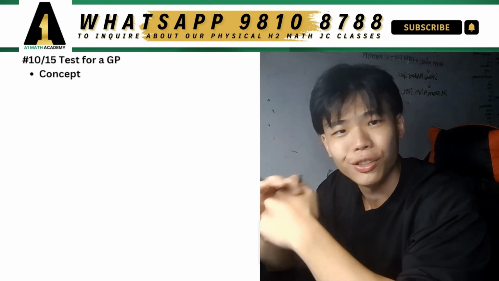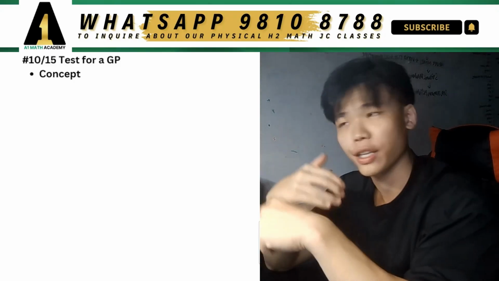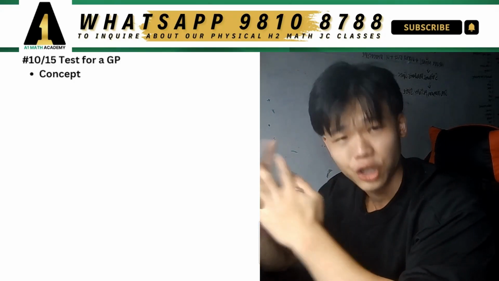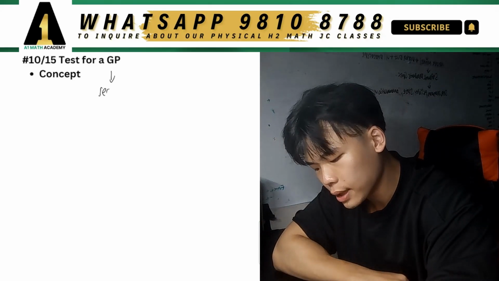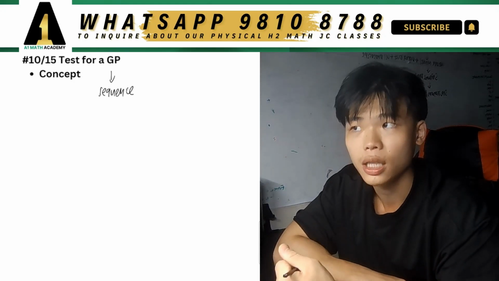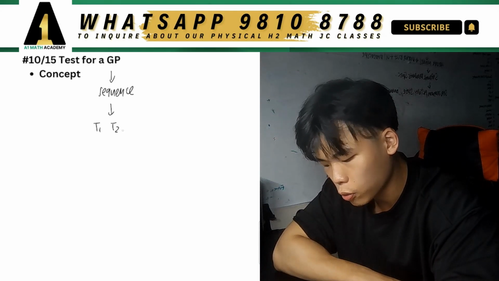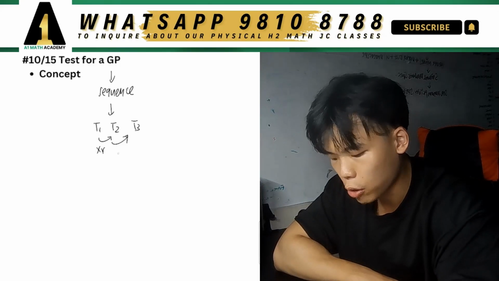Alright, so let's start on the next concept, which is how do we actually test for a GP? Given a general term of a sequence, how do we know whether this is a GP or not? So let's consider this. We know that a GP is basically a sequence. And what makes a sequence, especially a GP, is when the terms, T1, T2, T3, have a constant multiple of r between each term.